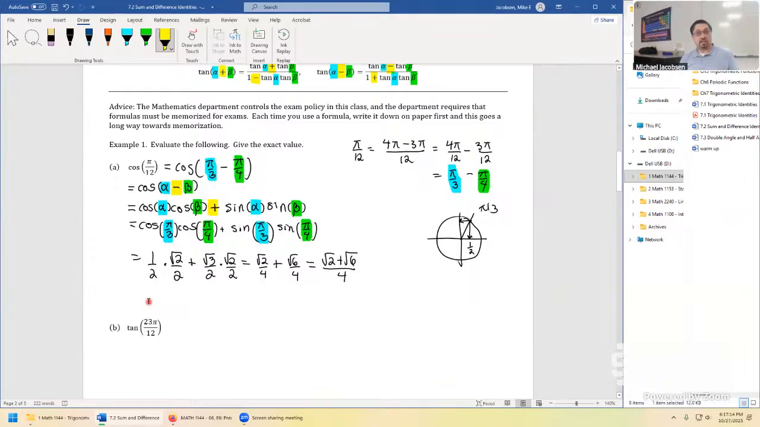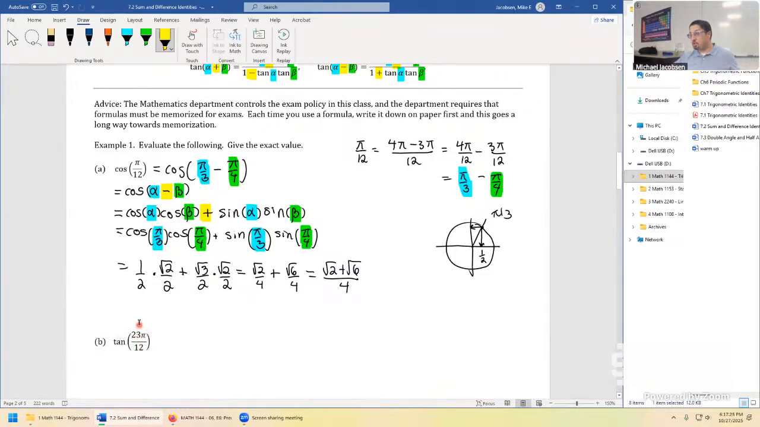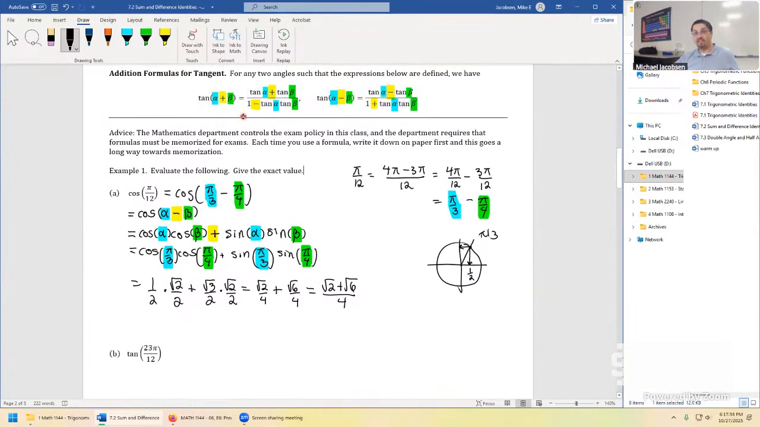Here's the next problem to take a look into. 23 pi twelfths. That's kind of random, like cosine pi over 12 is random. This is 15 degrees, and now we're doing a multiple of 15 degrees on 23 pi twelfths. But we can compute it exactly. Let me zoom out again, just so we can have the identities above. The first thing we need is, what is alpha, what is beta?